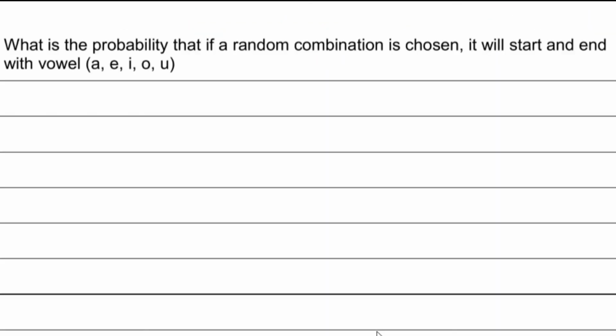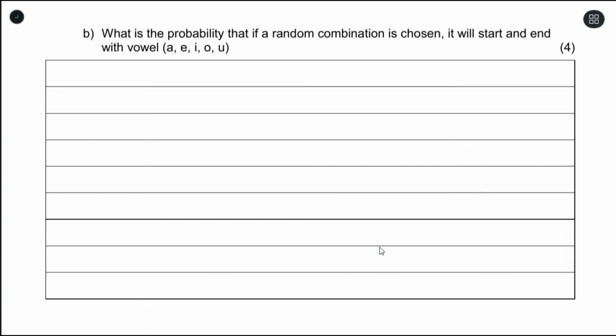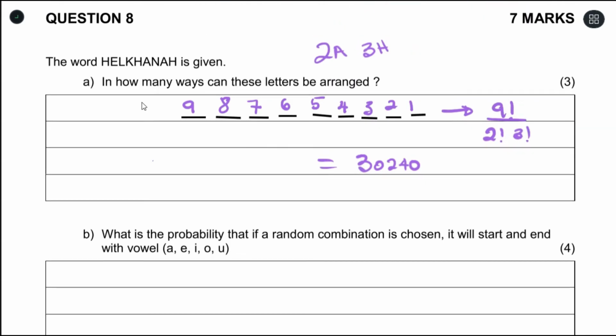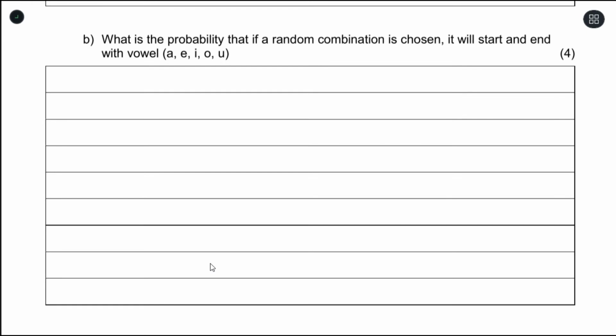Part B says, what is the probability that if a random combination is chosen, it will start and end with a vowel? Before we talk about finding the probability, we need to find how many different ways you can rearrange these letters so that it starts and ends with a vowel. After figuring that out, then we can get the probability, okay? So let us start with drawing our positions.